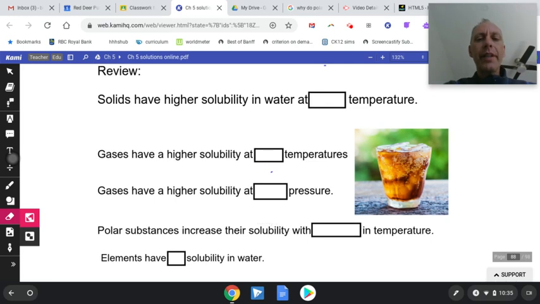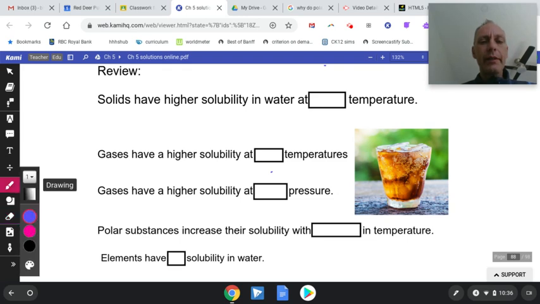So first one, solids have higher solubility in water at higher or lower temperatures. Solids have higher solubility in water at higher temperatures. The hotter the water, the more solutes will dissolve for most solids. Gases have a higher solubility at higher or lower temperatures. So more gas dissolves in a solvent at lower temperatures. Cold pop holds more carbon dioxide gas than warm pop.